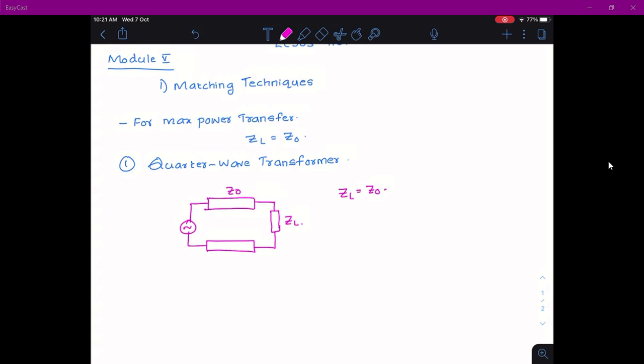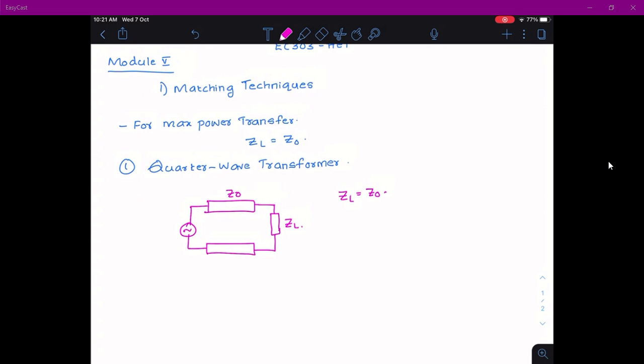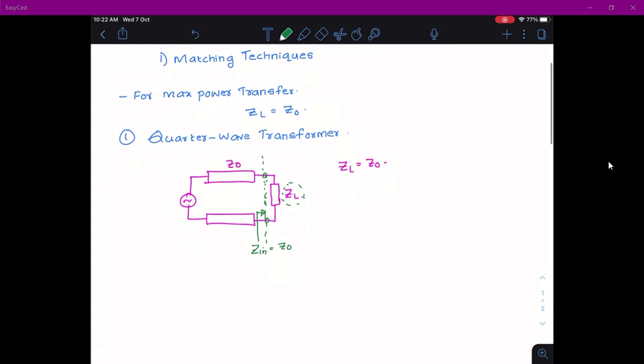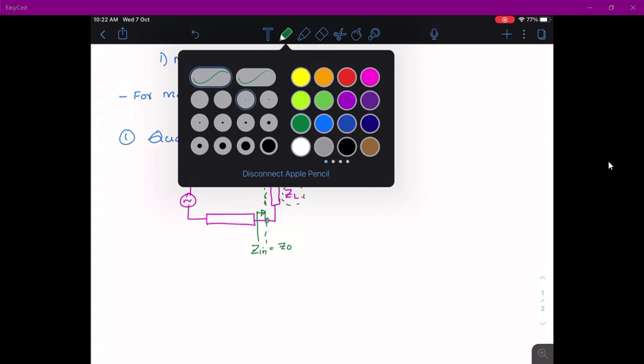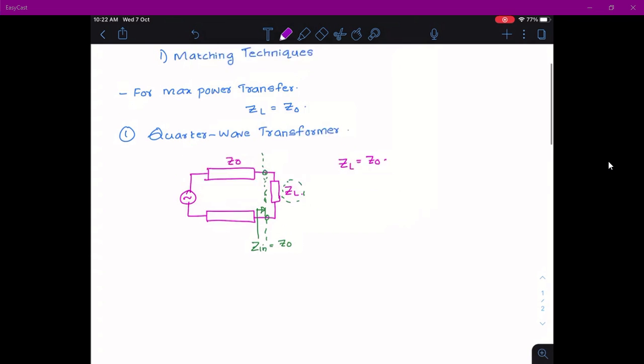So what can we do to make sure that if I look from here, the impedance I see is equal to Z0, because this is where you are connecting the load. So you don't want ZL to be Z0, but if I look from this juncture, the input impedance that I see should be Z0. That means the transmission line sees the load impedance as the characteristic impedance. So what can I do? You cannot change the ZL value, because ZL is completely out of our control.